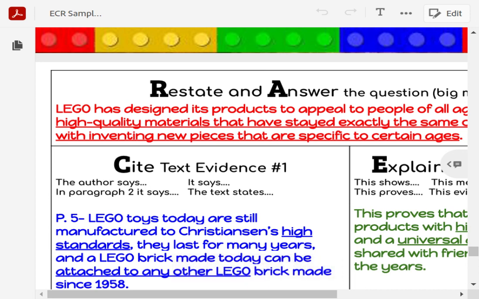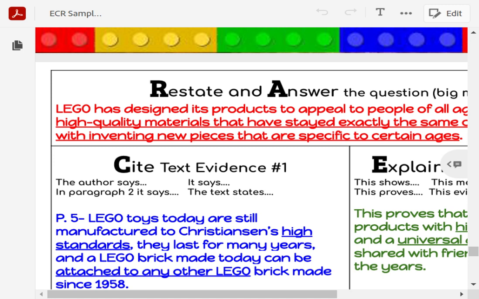And I just wanted to make a quick video to show you my thinking process in how I write an ECR, an extended constructed response. I'm going to show you how I do that by looking at a resource that I just made, which is a fifth grade extended constructed response based on the Lego passage that was on one of the released STAAR tests. So it's from 2013.